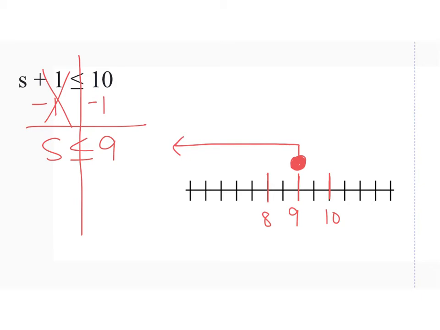Now, another way that you can do this, a little trick you can use, as long as your variable is on your left-hand side and your number is on your right-hand side, is you can make that inequality sign into a little arrow, and it'll show you which way your arrow should be pointing, which is towards the left. So we did this right, and we used a closed dot.